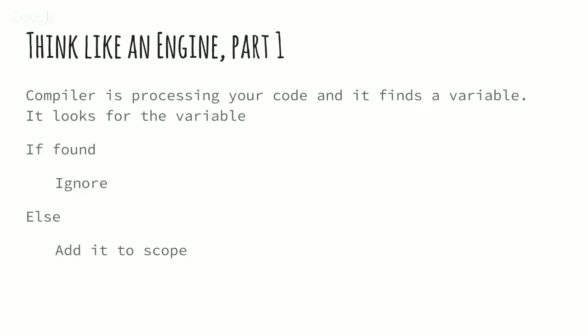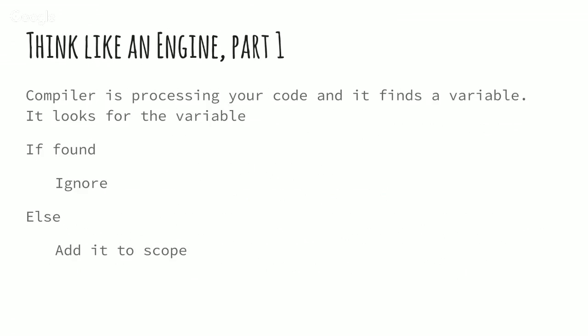Okay, so then it asks you to think like an engine. First, the compiler is processing your code, and it finds a variable. It looks for the variable, and if it finds it, then it just moves on. It's like, okay, I already know that this thing exists. But if it doesn't find it, then it's going to add that variable to the scope friend that it has. And the scope friend will take it and say, oh, I've got this variable now.